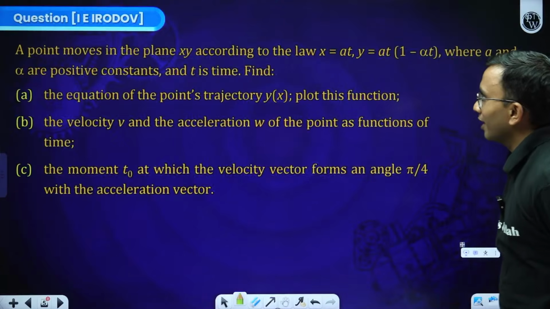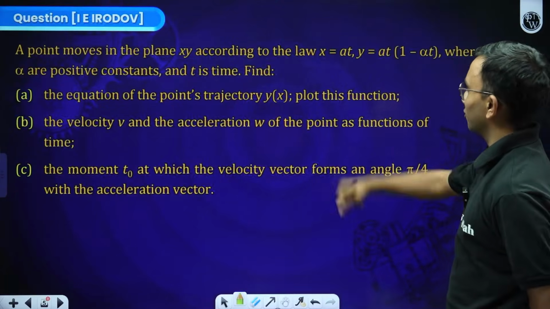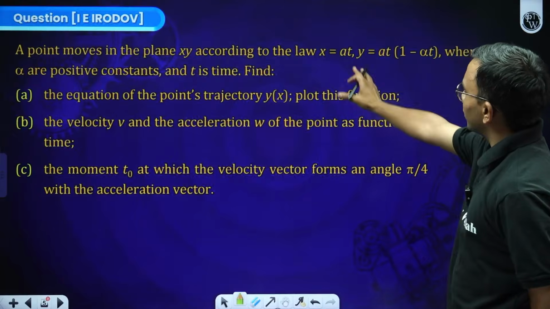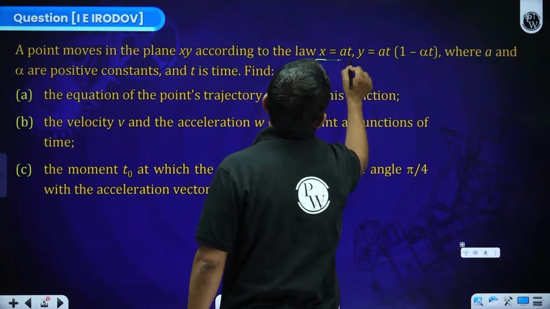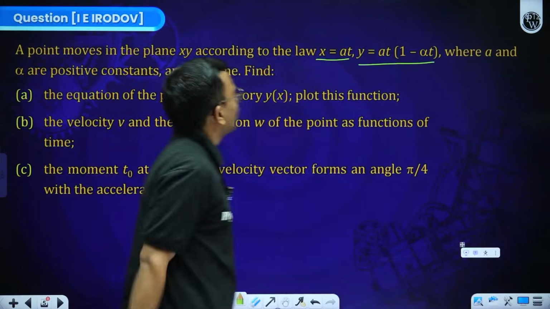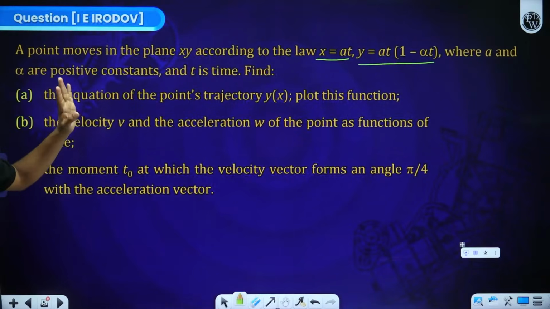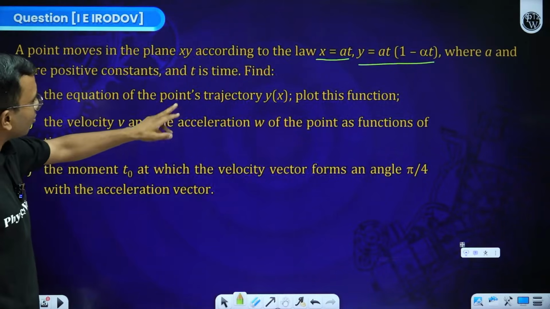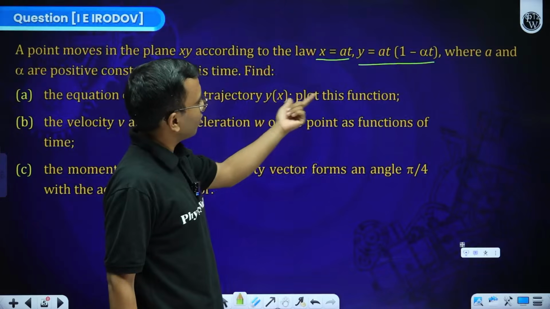Sorry guys. Let me do this question for you. The point moves like this. This is an Irodov question. Okay, x is varying like this, y is varying like this. Where a and alpha are positive constants, find the equation of the point's trajectory, and plot this function.